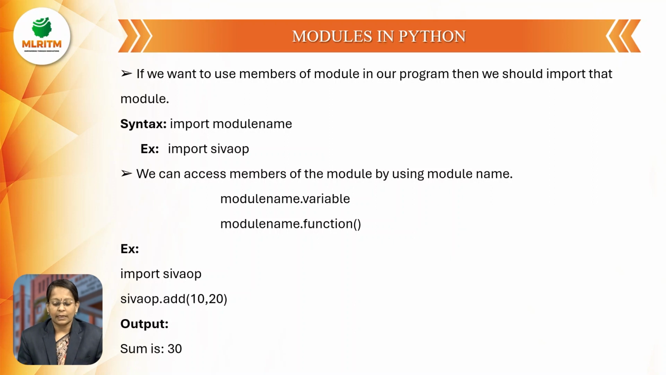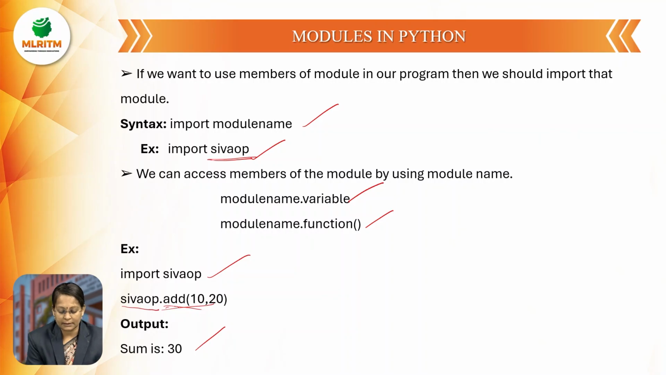Syntax: import module name. For example, import shivaop. In the previous slide we saved the program as shivaop. We can access members of the module by using the module name only. Here, what is the module name? shivaop is the module name, that is the file name. Module name dot variable, or module name dot function. So, example: import shivaop, shivaop.add(10, 20) and the sum is 30. Here shivaop is the module name and add is the function name.